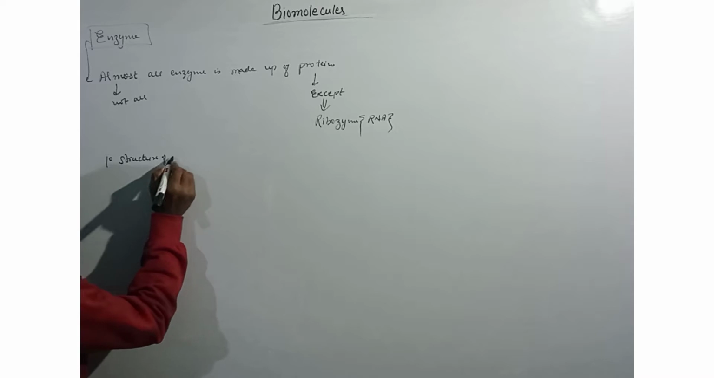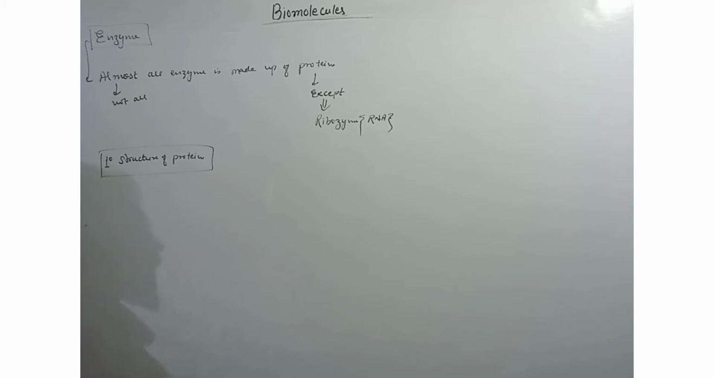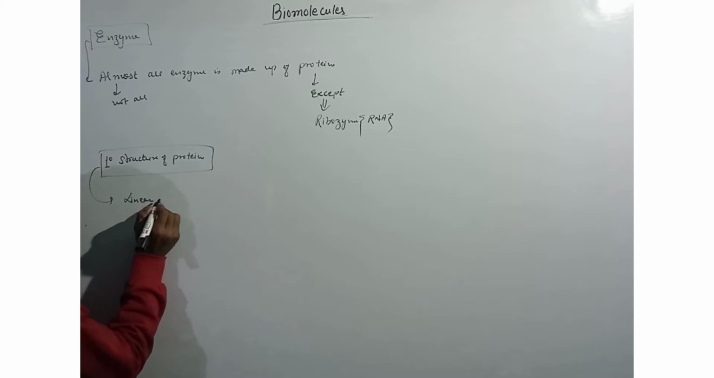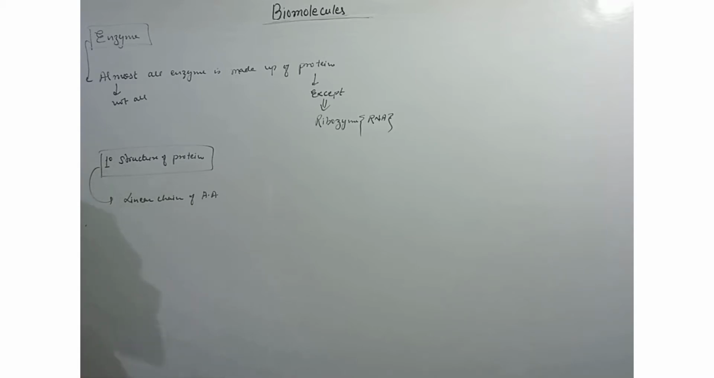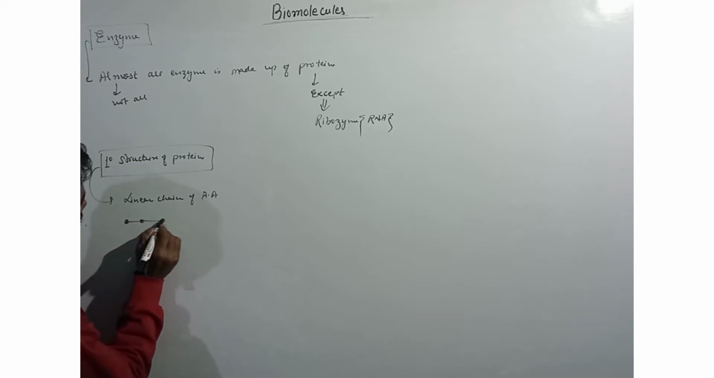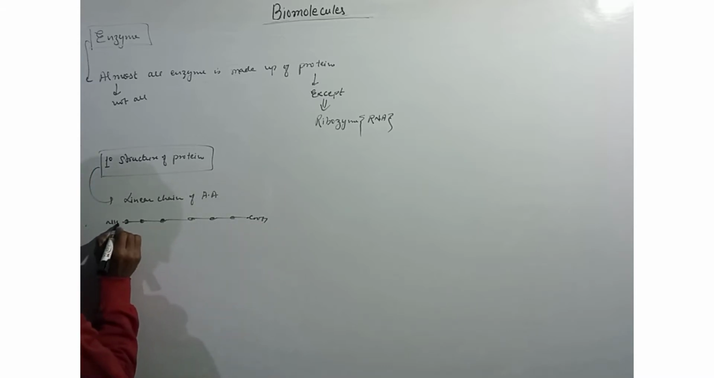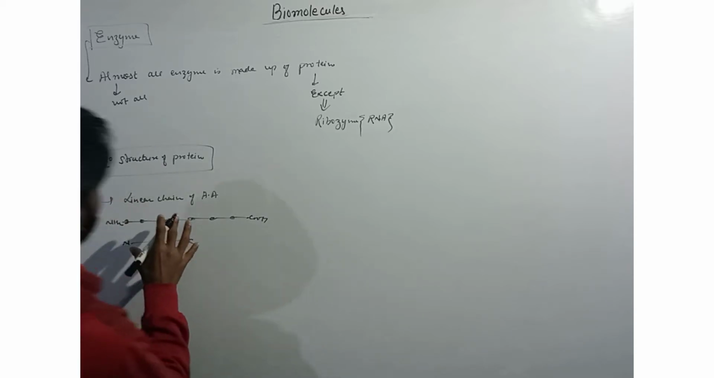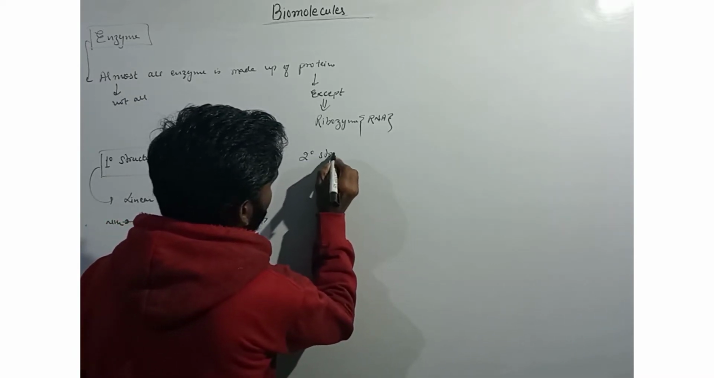Primary structure of protein. As I have stated earlier, the primary structure is the linear chain of amino acids, when many amino acids polymerize to form a polypeptide, which contains an N terminal to a C terminal. This is the primary structure of protein. Now let's see the secondary structure of protein.